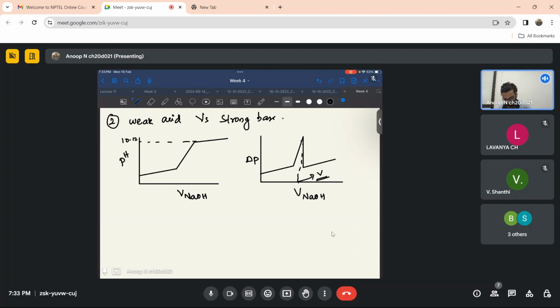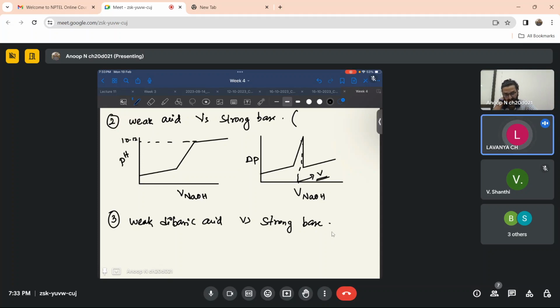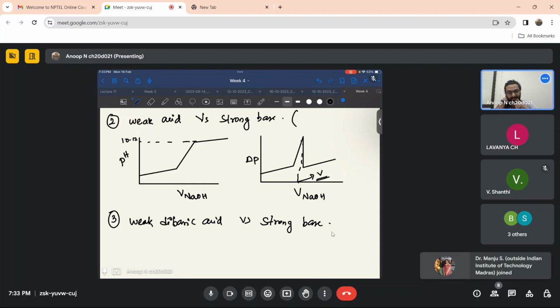What was the third type of titration? Weak dibasic acid versus strong base. What was the example seen in the class? Oxalic acid is a diacid, right? No, not dibasic acid.